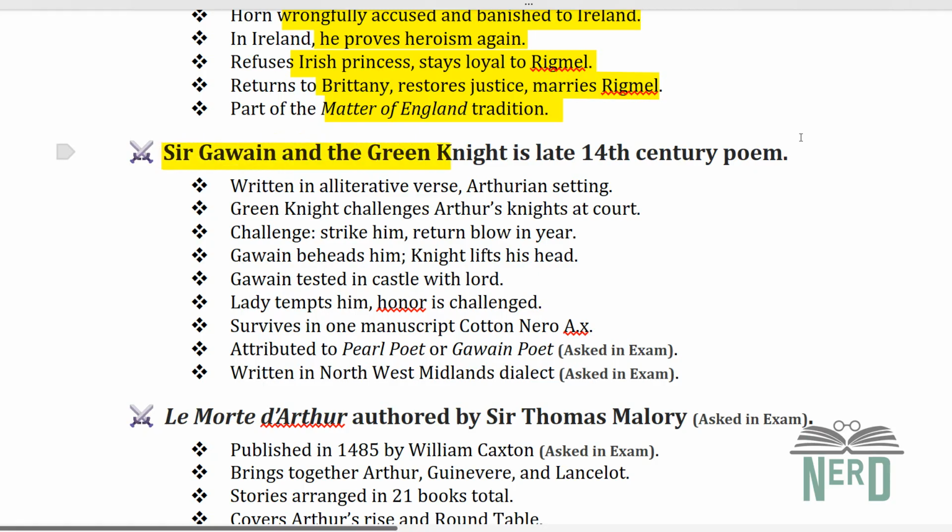Now, let's move to one of the greatest Arthurian poems, Sir Gawain and the Green Knight. Written in the late 14th century in alliterative verse, this poem places us in King Arthur's court. The Green Knight bursts into the Round Table, issuing a strange challenge.